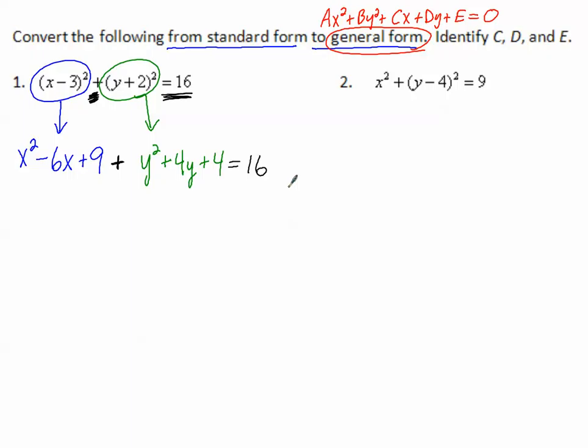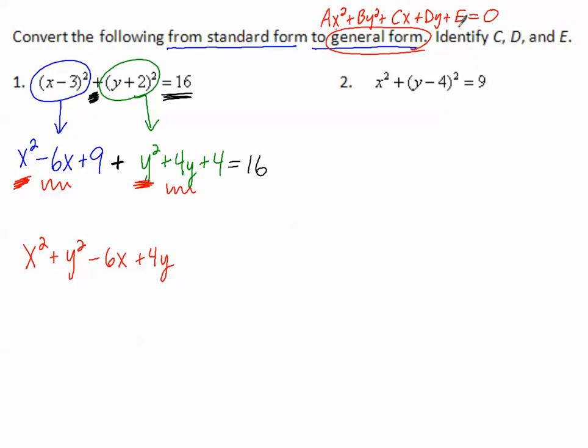Now we just have to rearrange. We need it to look like this, with x squareds and y squareds first. So here's x squared and here's y squared. Let's put those first. X squared plus y squared. Next comes the x and then the y. Here's the x term, minus 6x. Here's the y term, plus 4y.